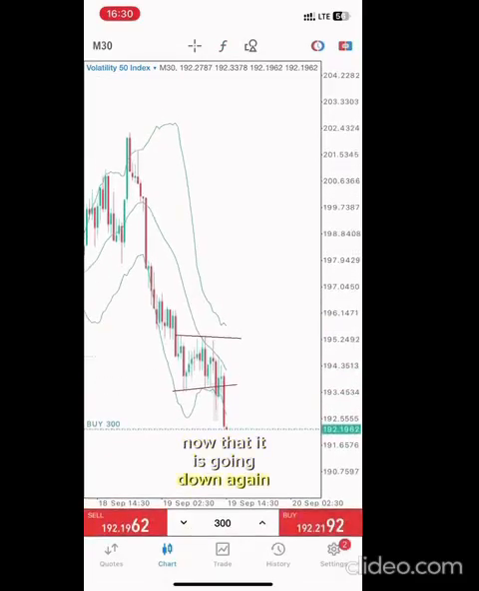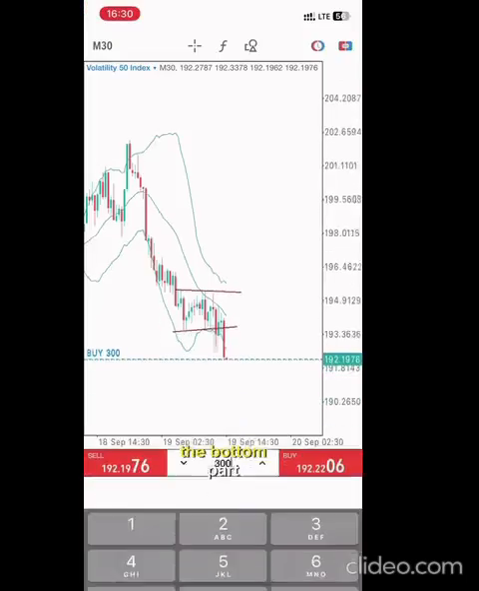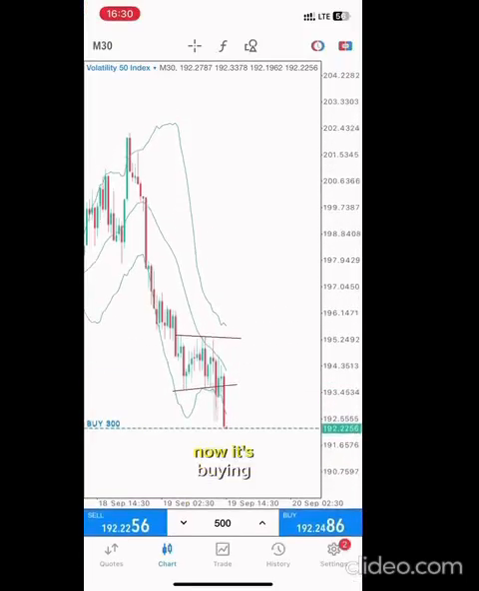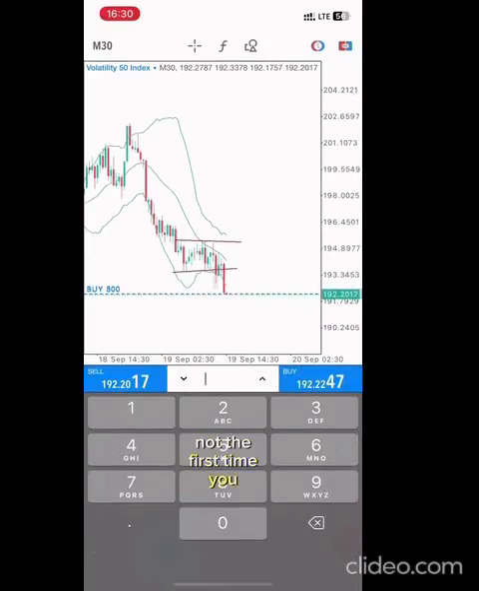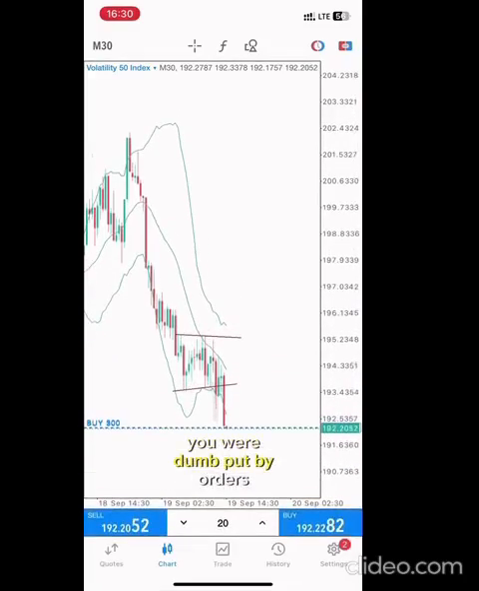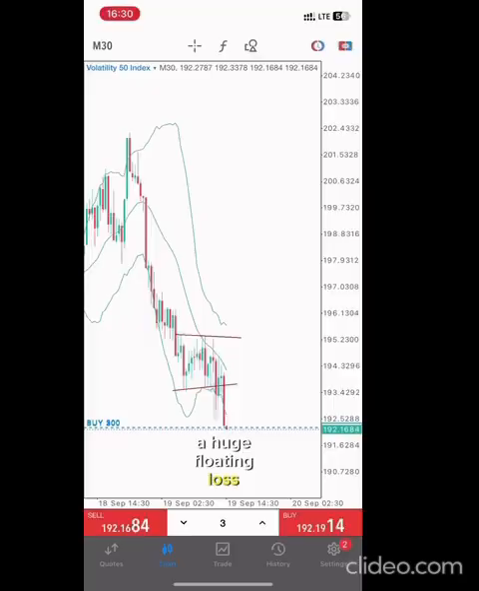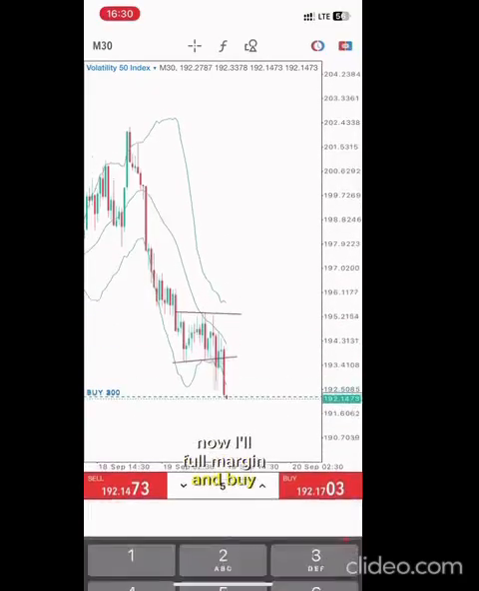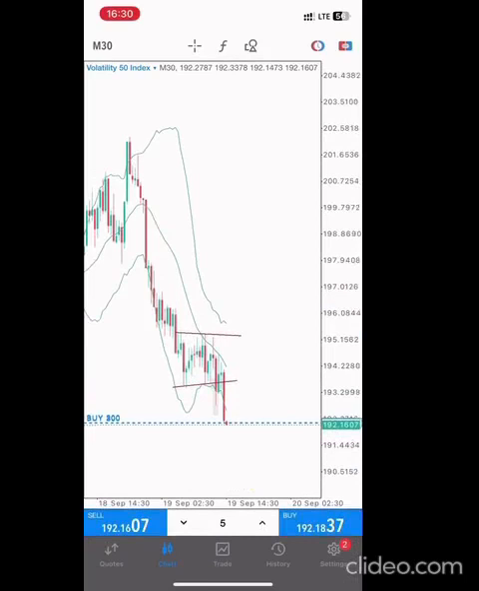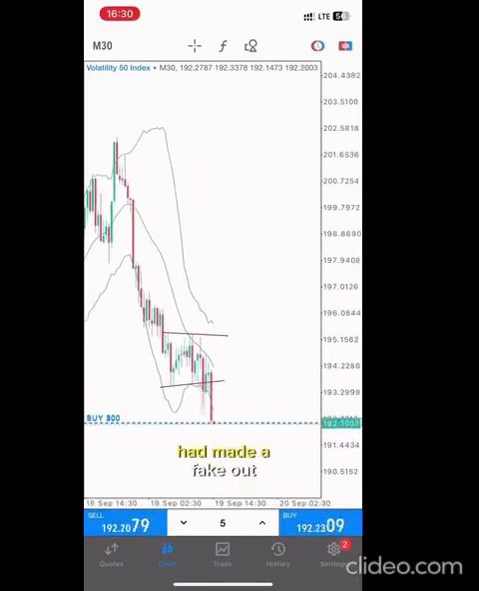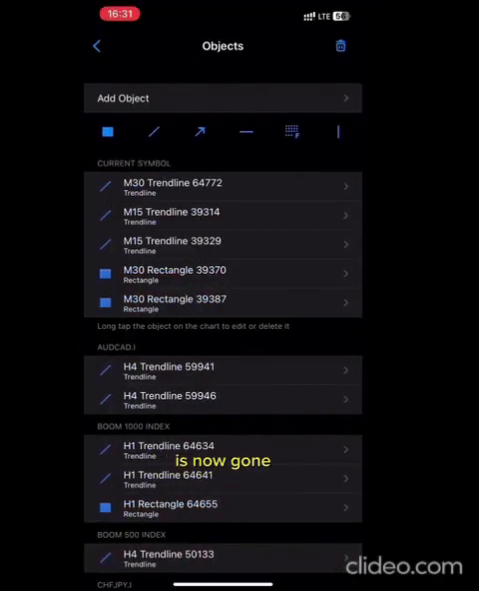Now that it has gone down again to the same Bollinger Band, the bottom part, I will then buy. Now it is sold, and those early sellers have either blown their account or accumulated a huge floating loss. So as for me now, I'll go full margin and buy because I know that it's going to buy since it had made a fake out and it indicated buying power. But for the early sellers, their account is now gone.